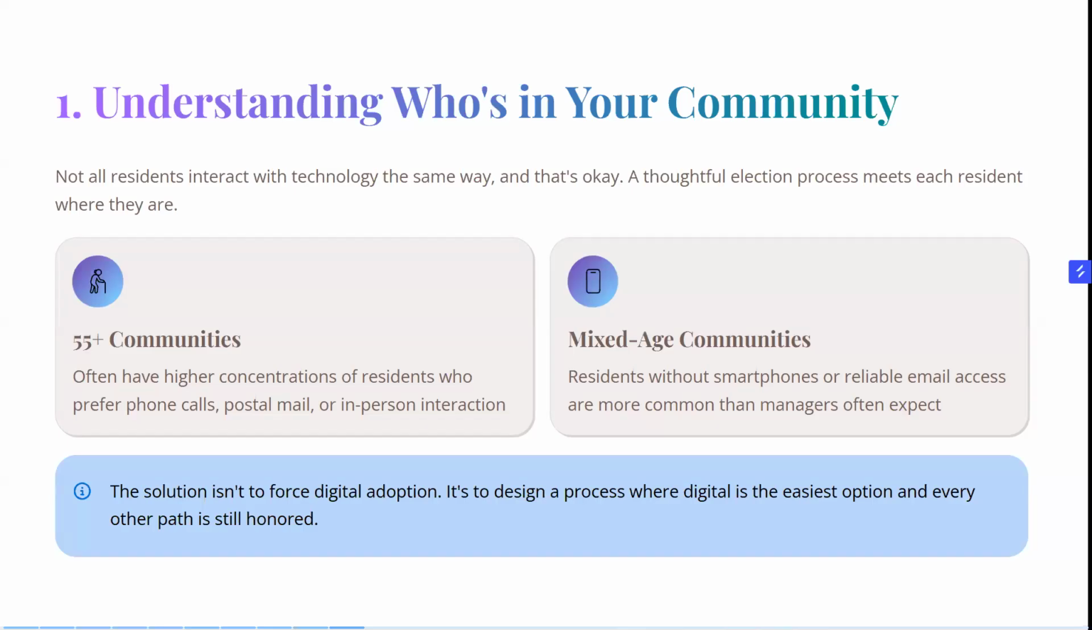A 55+ community is going to have a higher proportion of residents who genuinely prefer to pick up the phone, check their mailbox, or talk to someone face-to-face. That is a variable to plan around. In mixed age communities, you often have a meaningful percentage of residents without reliable internet access or smartphones, and management teams frequently underestimate that number until they are already mid-election and wondering why response rates are so low.